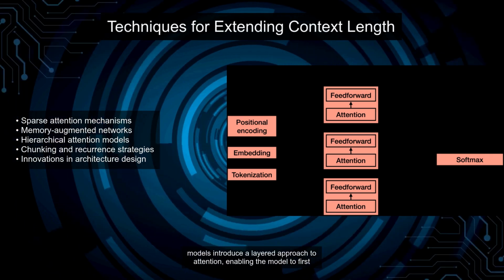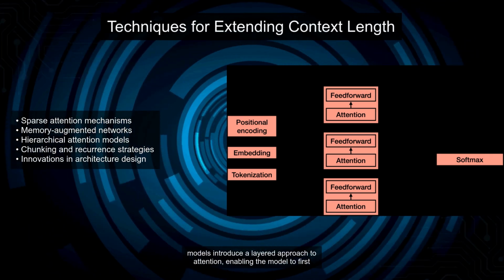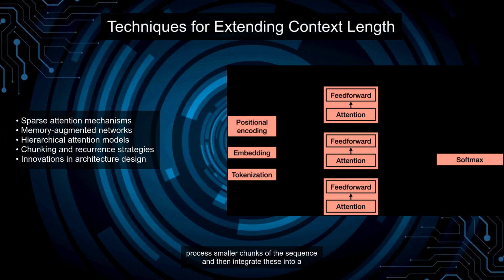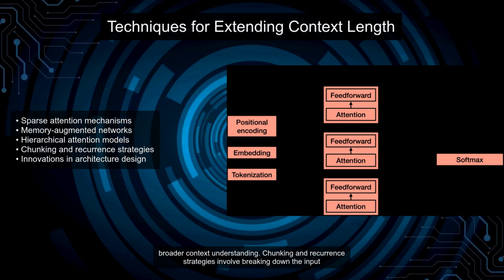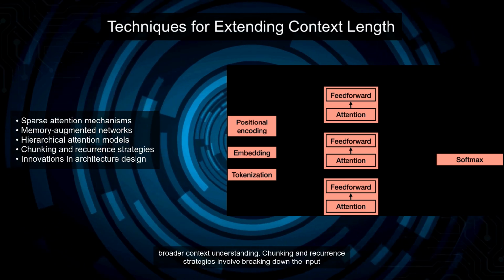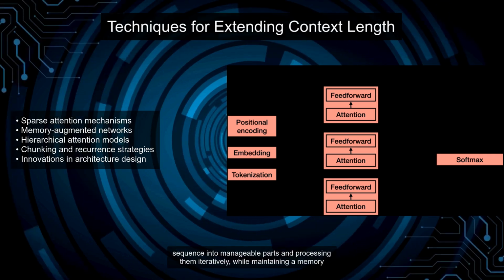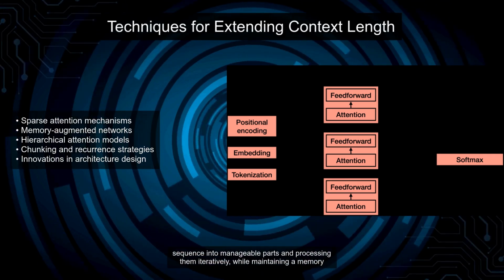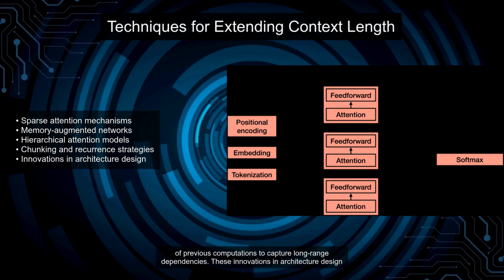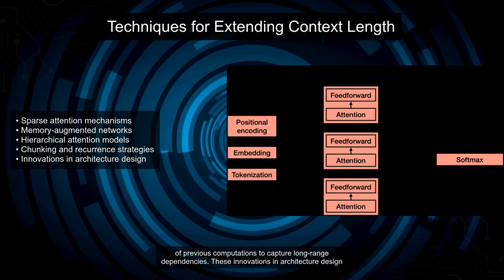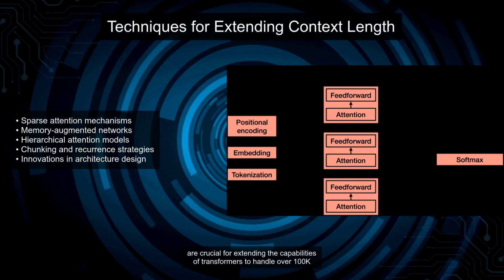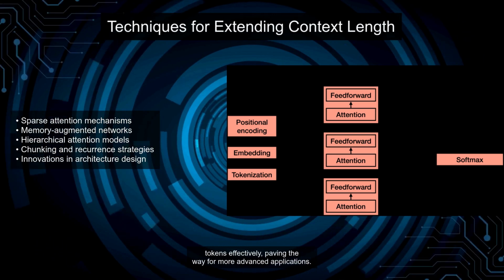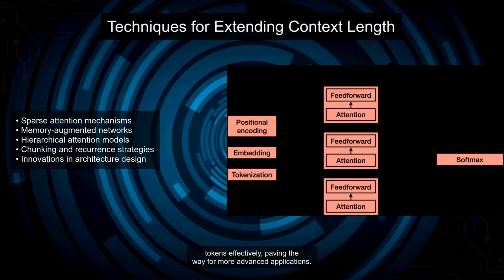Hierarchical attention models introduce a layered approach to attention, enabling the model to first process smaller chunks of the sequence, and then integrate these into a broader context understanding. Chunking and recurrence strategies involve breaking down the input sequence into manageable parts and processing them iteratively, while maintaining a memory of previous computations to capture long-range dependencies. These innovations in architecture design are crucial for extending the capabilities of transformers to handle over 100K tokens effectively, paving the way for more advanced applications.